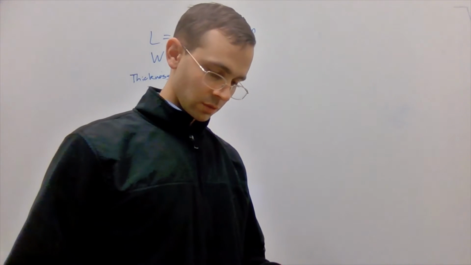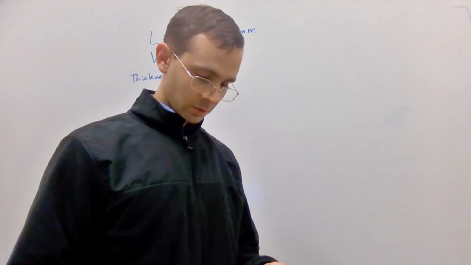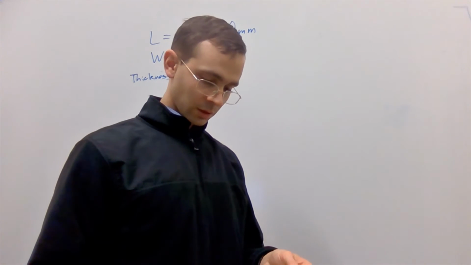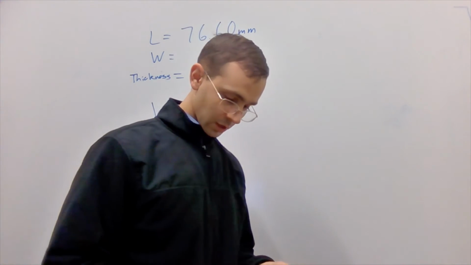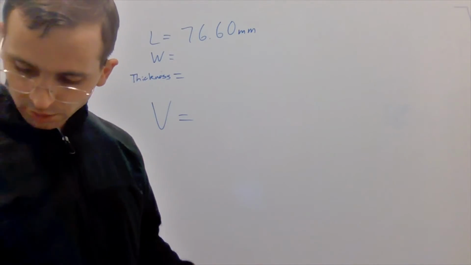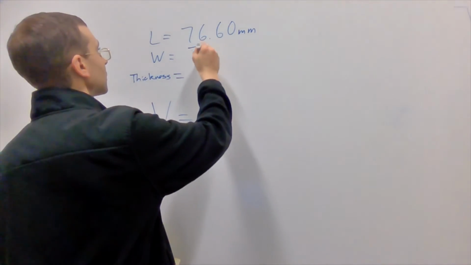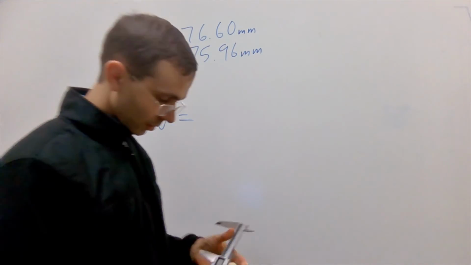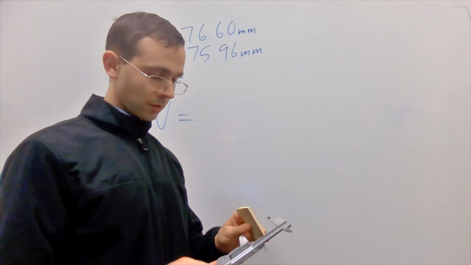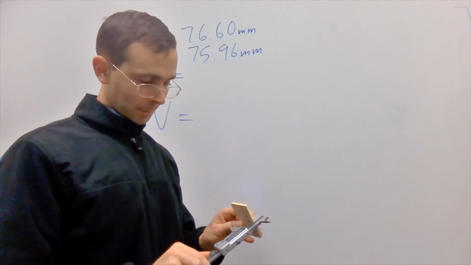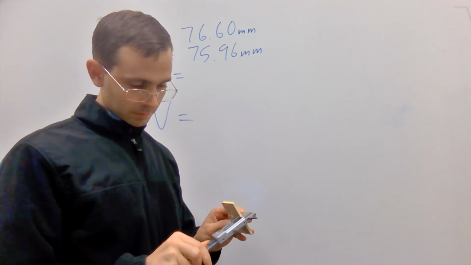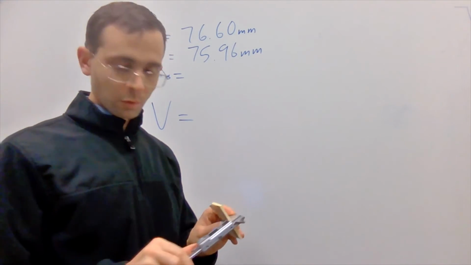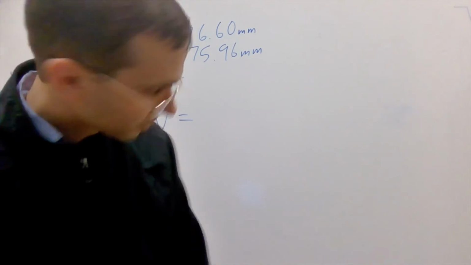And then the other dimension. So not very square, because I'm getting 75.96 millimeters. One that I was very curious about, the thickness of our pad. .26.